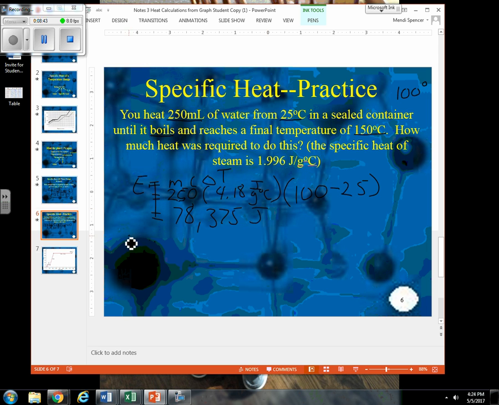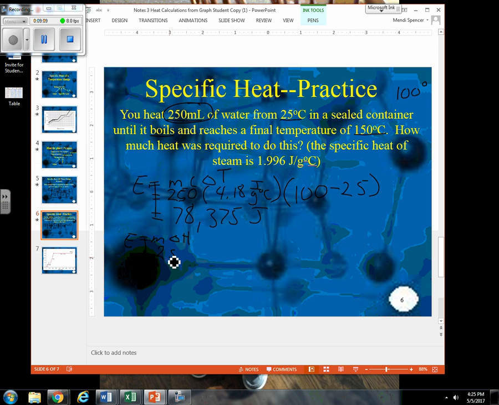Now, we had a phase change occur once we reached that 100 degree temperature. So you will have to figure out how much energy it took to raise the entire 250 milliliters of water to cause all of that water to become steam. So you will have to use your E equals m delta H equation for this to make sense.